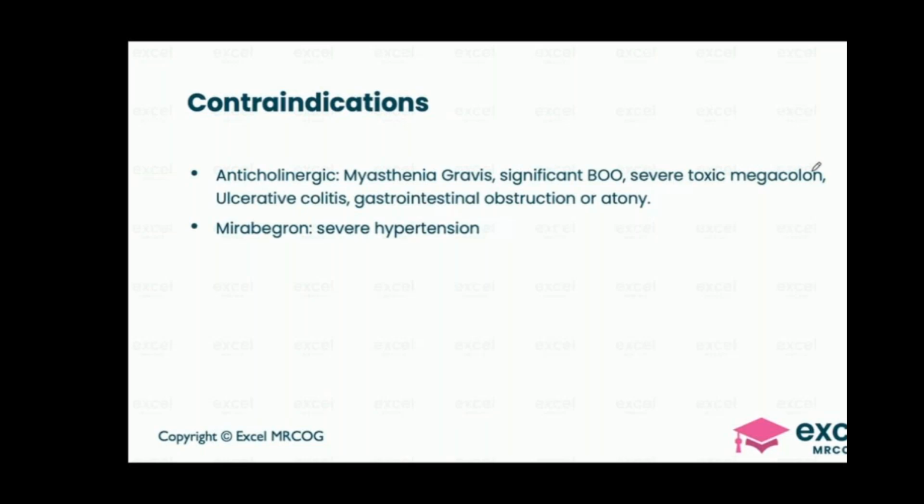Anticholinergics will cause constipation, as we have seen earlier, because they make the colon relax further. So if it is already dilated, it will have further problems. Similarly, ulcerative colitis, gastrointestinal obstruction or atony. And mirabegron is contraindicated in severe hypertension. So just look for these things in your questions if there are any contraindications to anticholinergics.